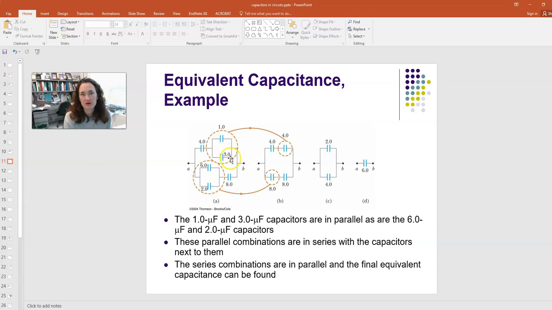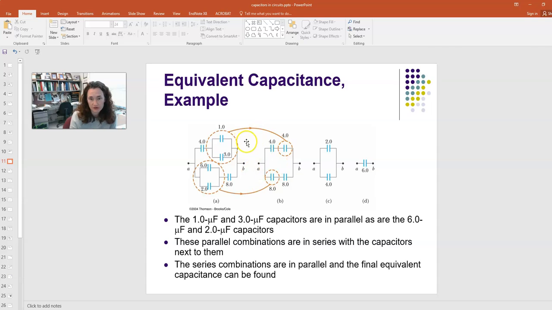Now for parallel capacitors, I just add them up. So the equivalent capacitance for this little parallel branch with the 1 and the 3 microfarad capacitor in it would be 4 microfarads. So I can sum this 1 and 3, making a 4, and then sub in that equivalent capacitor for the parallel right there. I can do the same thing on the bottom. I've got a 6 and a 2 in parallel, right? So that means 6 plus 2 is 8. I can draw an equivalent capacitor of an 8 microfarad capacitor right there, okay?